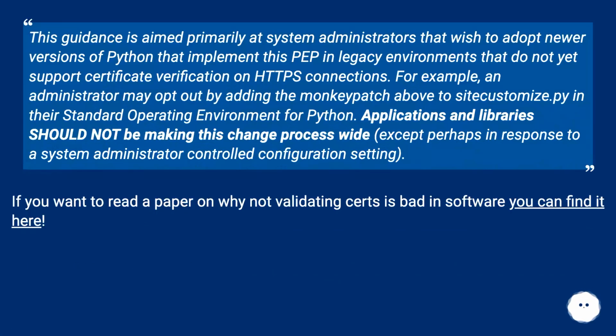This guidance is aimed primarily at system administrators that wish to adopt newer versions of Python that implement this PEP in legacy environments that do not yet support certificate verification on HTTPS connections. For example, an administrator may opt out by adding the monkey patch above to sitecustomize.py in their standard operating environment for Python. Applications and libraries should not be making this change process wide, except perhaps in response to a system administrator controlled configuration setting. If you want to read a paper on why not validating certs is bad in software, you can find it here.